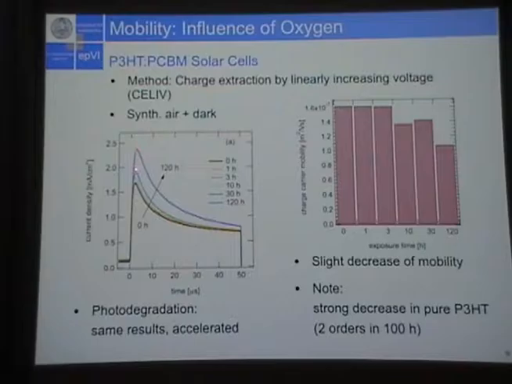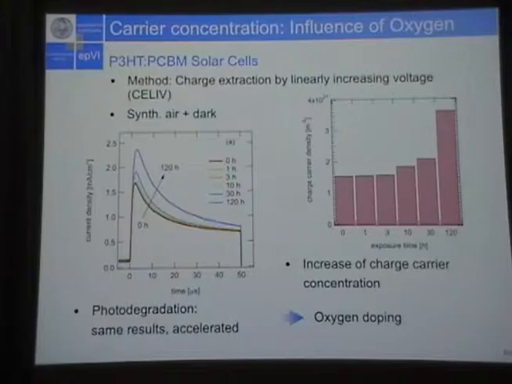And you see the mobility gradually slightly decreases, but not very much, just a very small decrease here. Much, much weaker than in the pure P3HT. So it's already for the second time that you see a kind of stabilization effect due to fullerenes. Actually good news. What about charge carrier concentration?